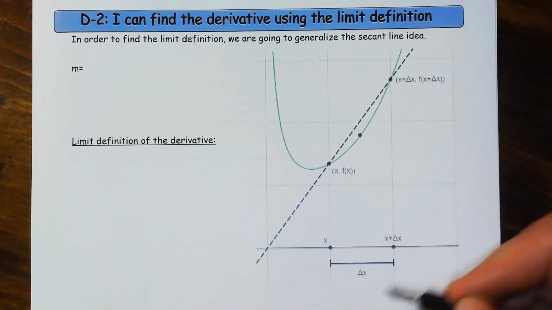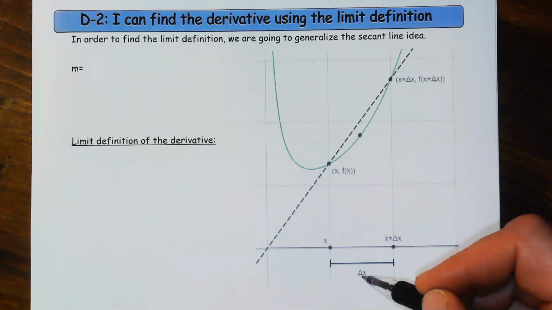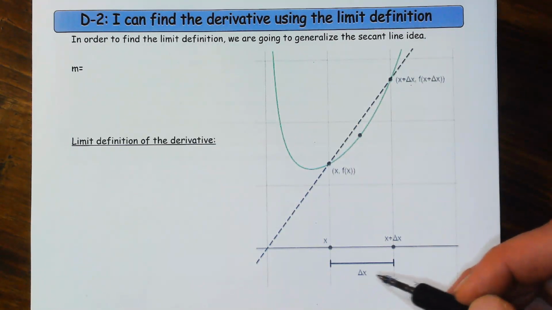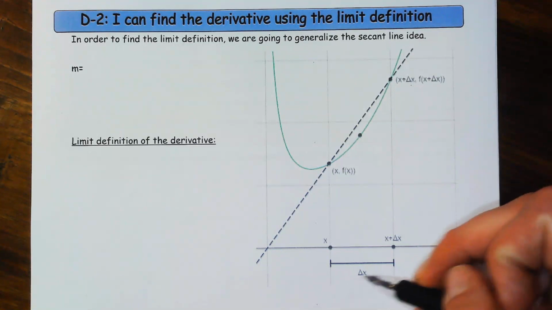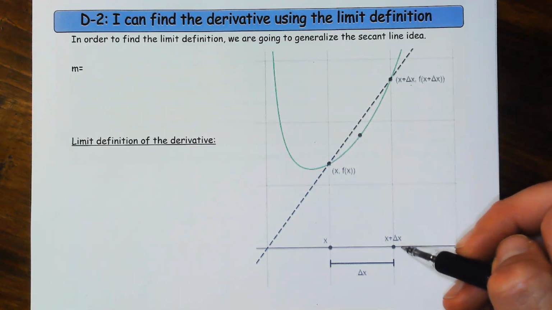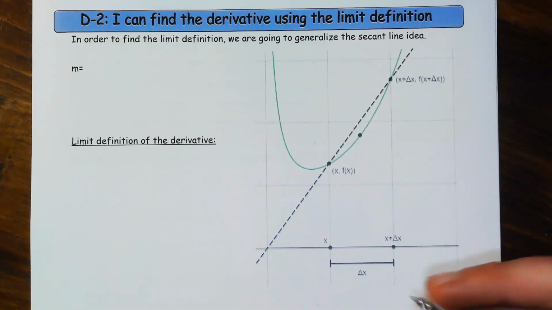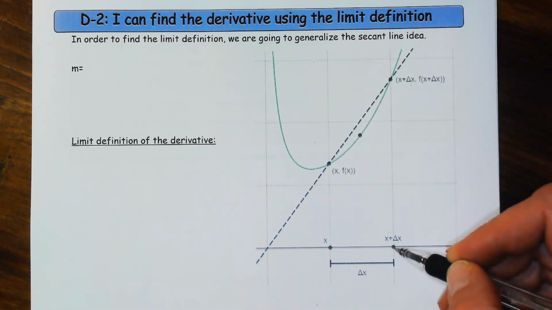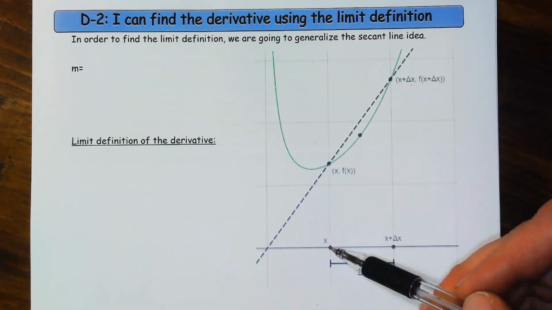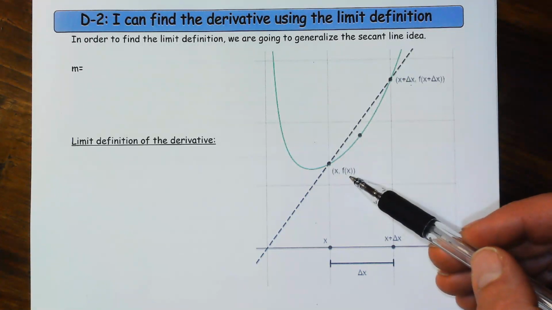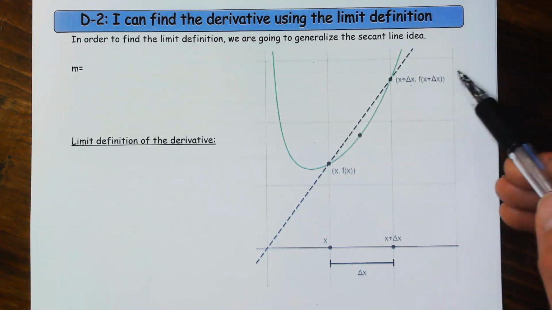Just to explain that a little bit, delta usually means change in. So if I start from x and then I add some width of a change, we'll call that width delta x, which is later going to be called the little pebble. X plus delta x is going to be my second x coordinate. So first x coordinate, second x coordinate. And then my y coordinates are just going to be f of whatever that value is.